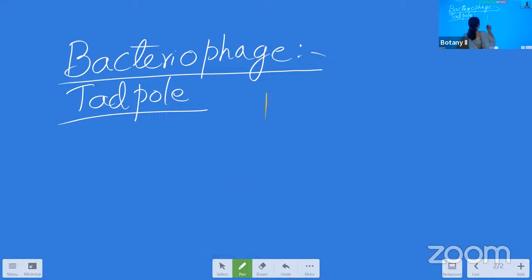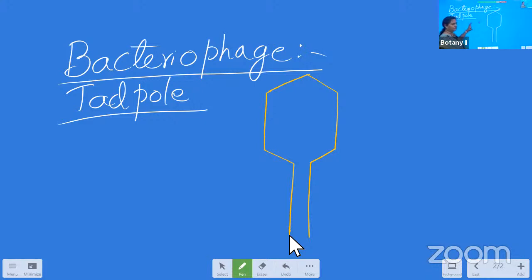Diagram. First of all, I will draw the diagram, and in a simple way, so that every student can draw it and remember the parts we have to explain in the theory, because in the material they have not given the explanation for the diagram, but here we have to give the explanation for the diagram itself.